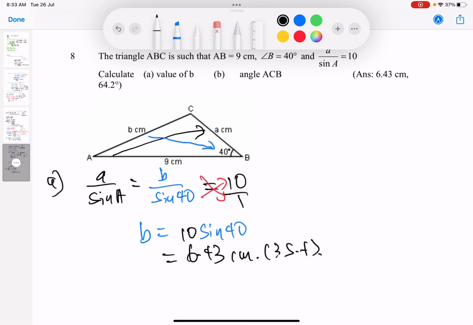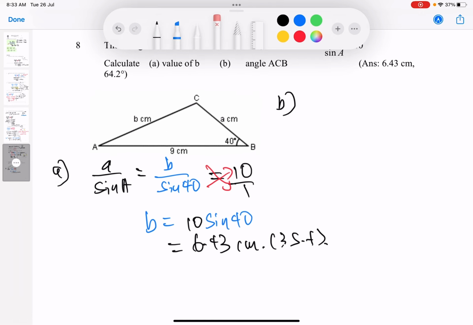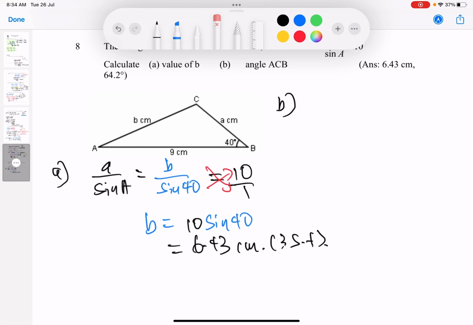Okay, we are down to the last one already. I give you a clue, it's exactly the same thing. The last one, part B, is exactly the same. It's no difference. I erase everything, I give you some hints, but I want you to try to do it by yourself. Angle ACB, which angle is that? Angle ACB is angle C actually, this angle over here.